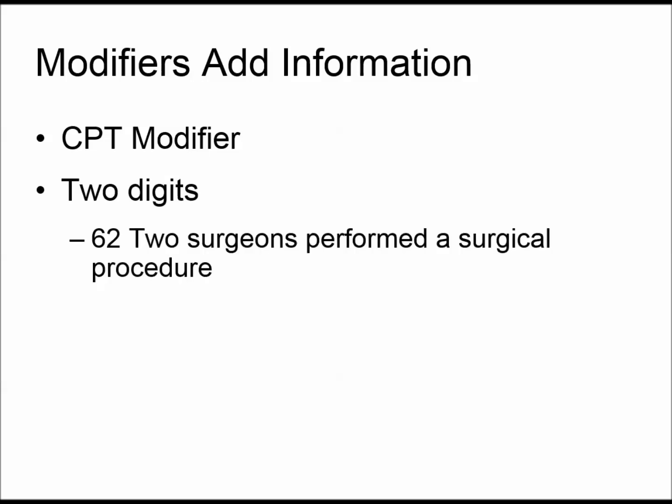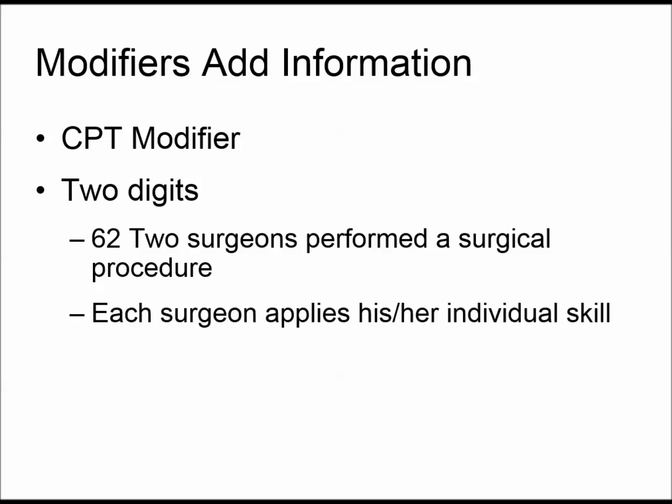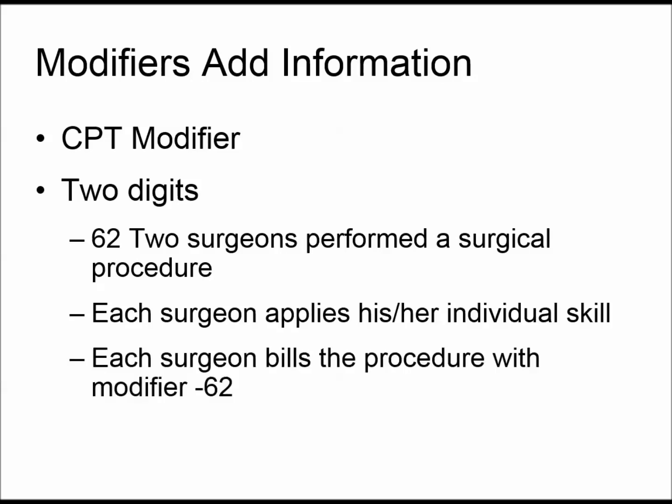Now, this is giving you an example of -62, which is two surgeons performed a surgical procedure. What this means is that each surgeon applies their own skill, and therefore they're going to bill the procedure with the modifier 62. Like with open heart surgery, two surgeons are required. You have a thoracic surgeon, and then you have a surgeon to do the heart surgery. The thoracic surgeon is going to open up the chest and then close the chest, where the heart surgeon is going to actually do the surgery on the heart. So each of them would bill the procedure using the modifier 62.